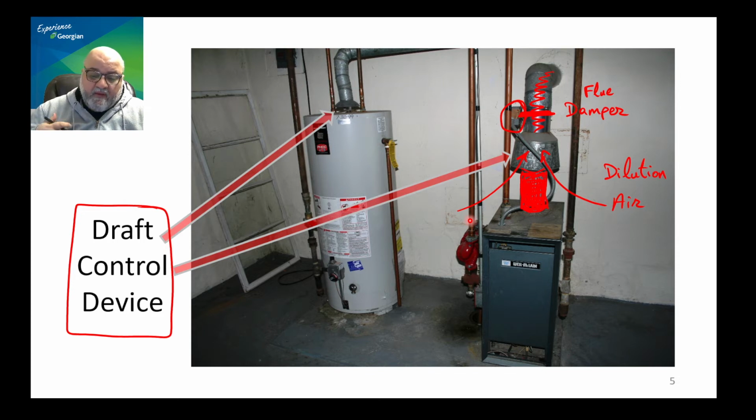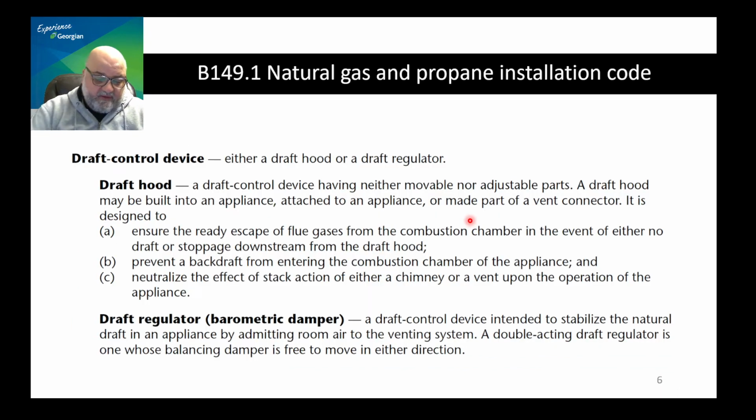But we were supposed to talk about what the draft control device is by definition and what the role of a draft control device is. So let's have a look at the definition according to the Codebook Natural Gas and Propane Installation Code. As you can see, draft control device, it is going to be either a draft hood or a draft regulator. Those are the two categories that the codebook recognizes.